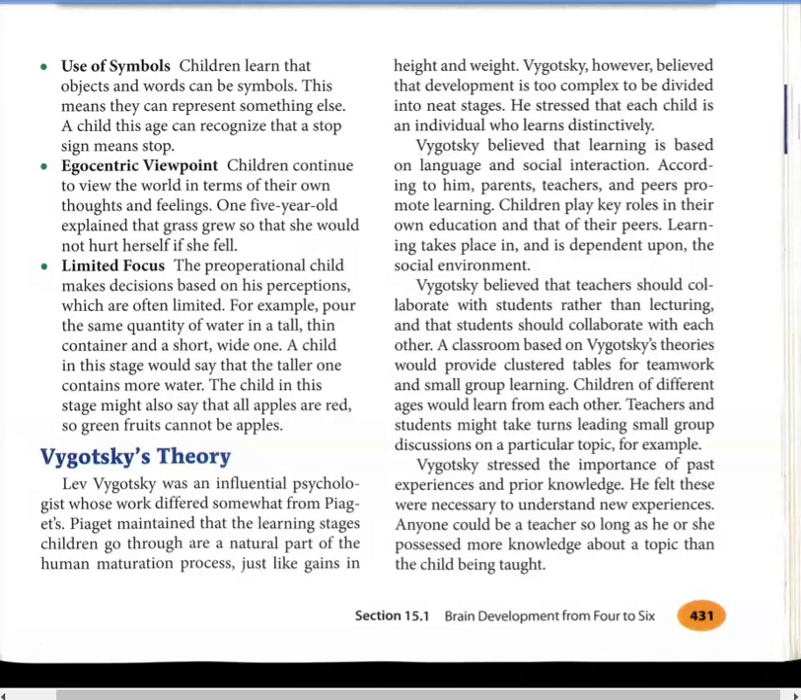So if we would develop a classroom based on his theories, we would have clusters of tables for teamwork and small group learning. We're going to give them the option to teach each other. Teachers are going to have students take turns leading these small group discussions in particular topics. So that probably sounds familiar to you, because that is one teaching tool that a lot of teachers utilize, including myself, right?